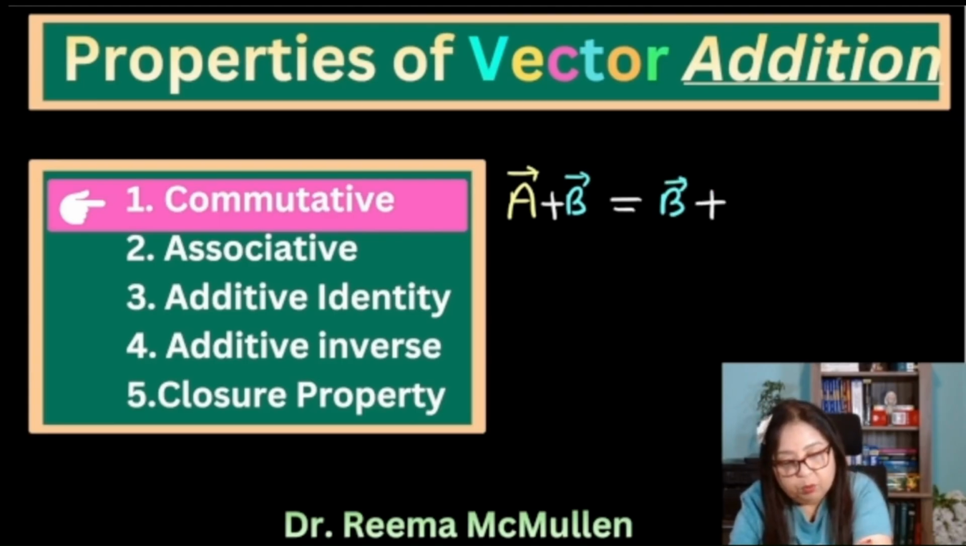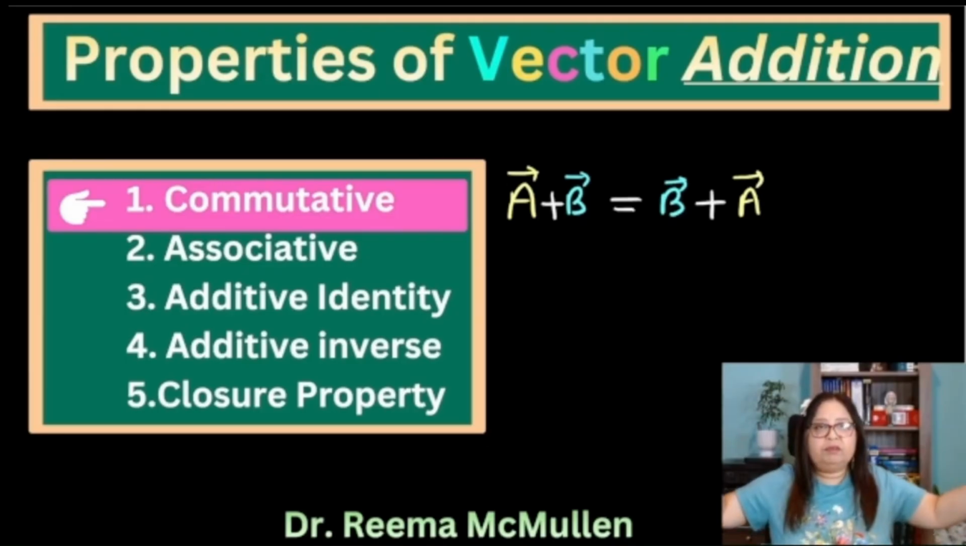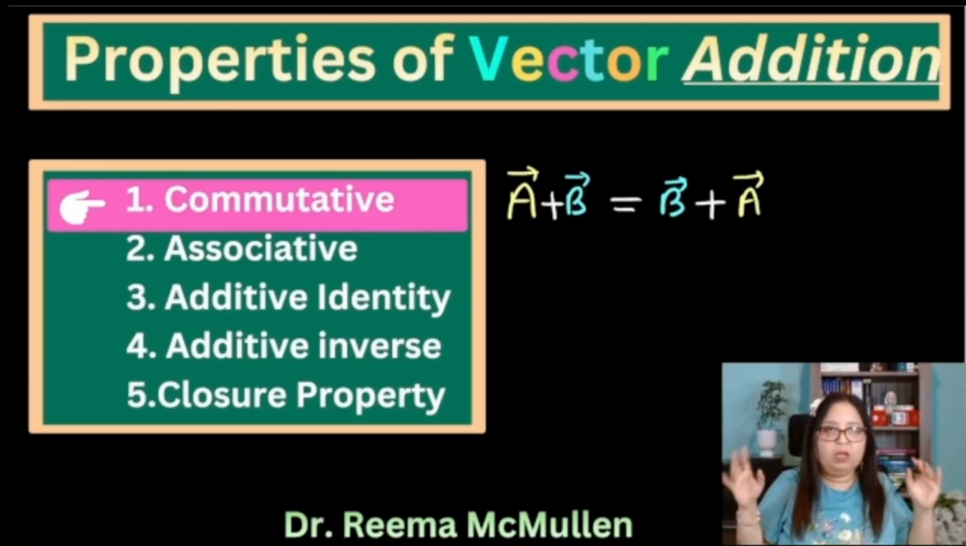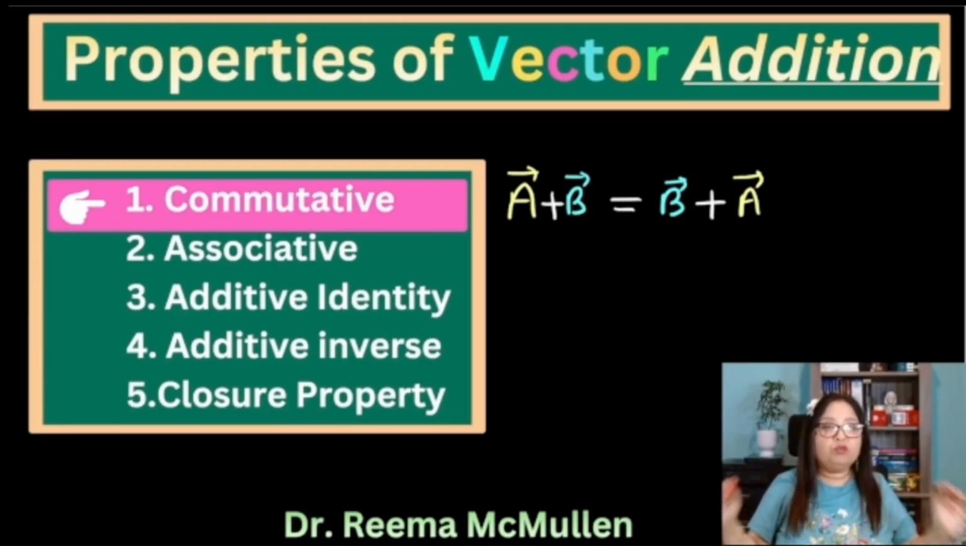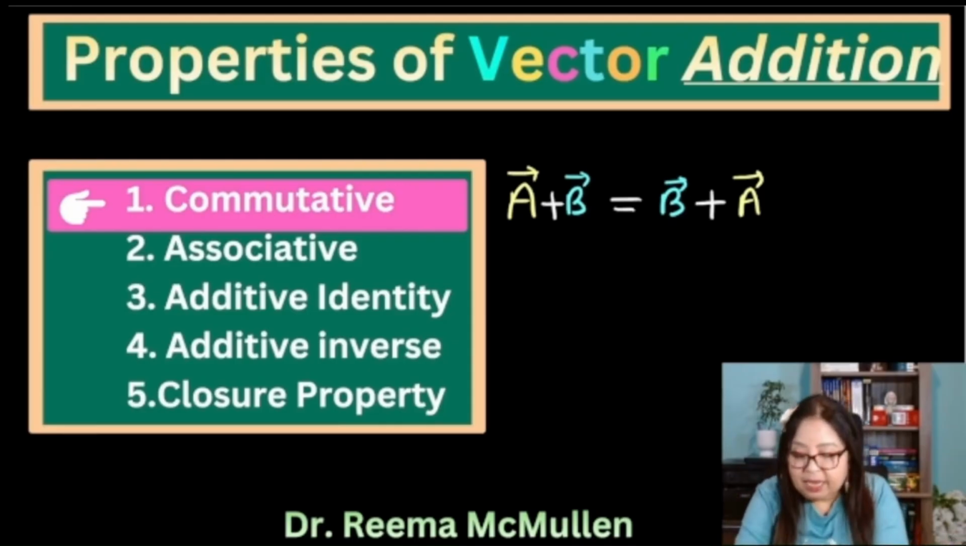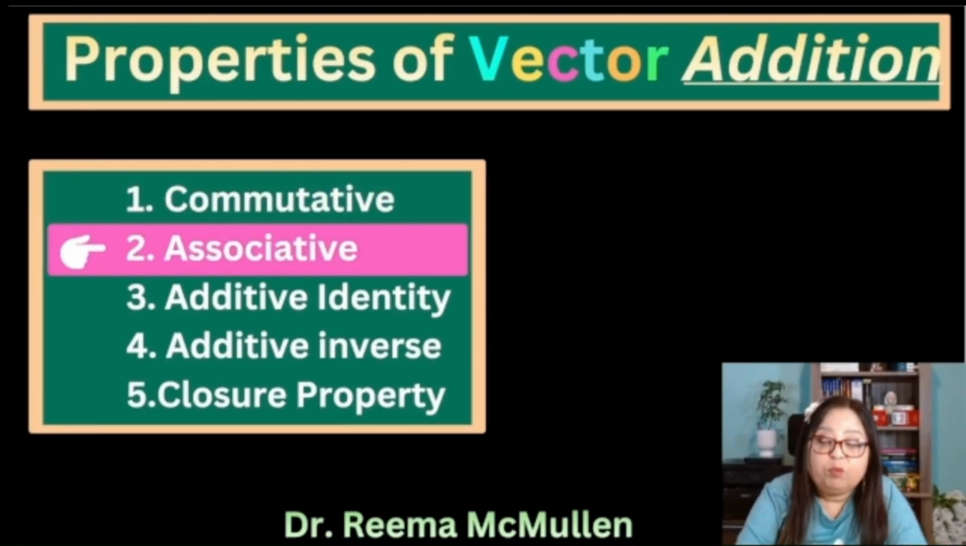If you wanted, you could have put any number of vectors here. A, B, C, D, F, G, H, whatever you want. However many. And scramble the order as much as you want. It would not affect the resultant. That is the commutative property of vector addition. Simple? Simple. Next is the associative property.